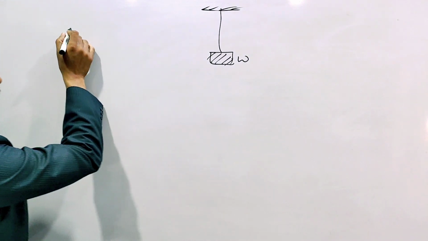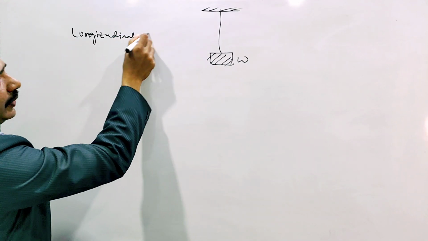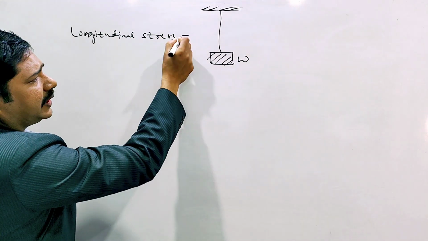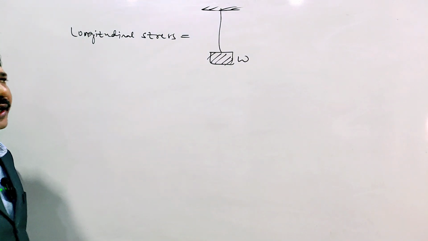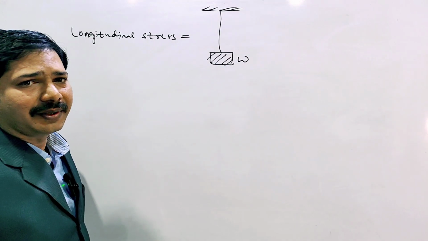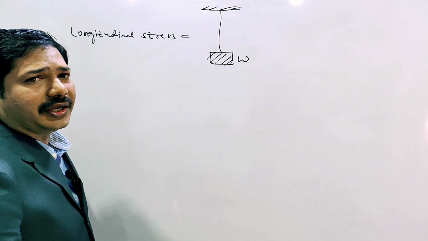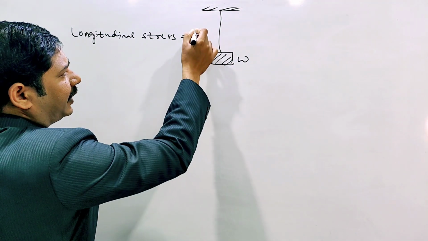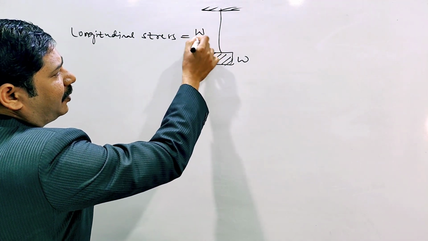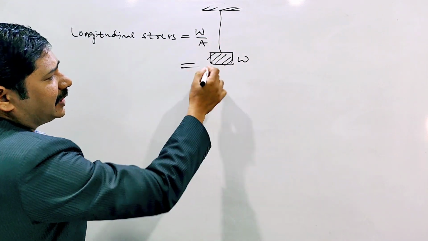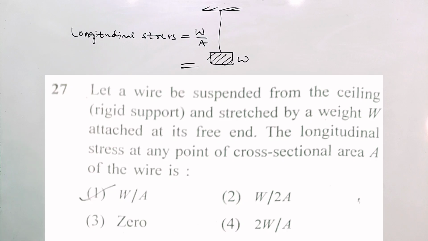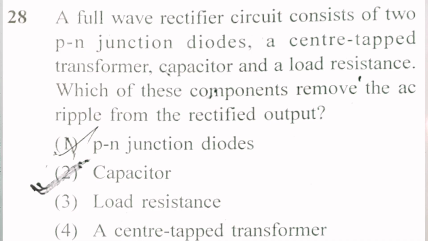We know that the longitudinal stress formula is force by area. Here the force is nothing but the weight, they have given W. So W by area A. So which option is correct? W by A, the first option is correct. The next one you can check, the 28th one.